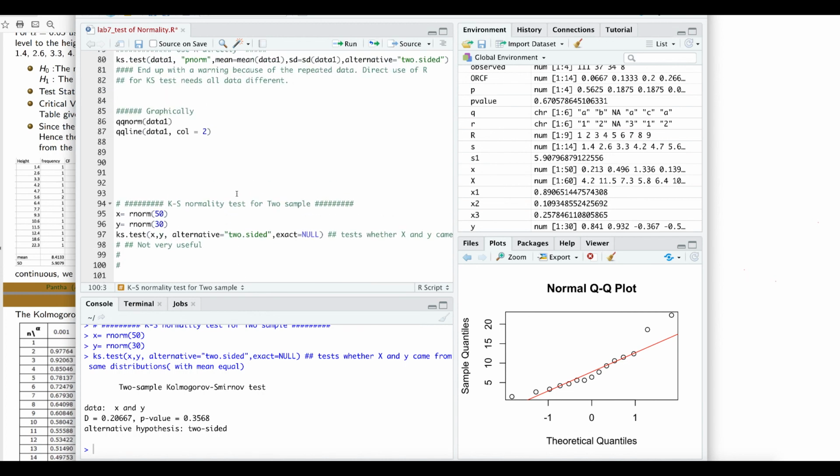The next thing I want to do in the next video is show you how to test the normality of the data using the Shapiro-Wilk test, which is a very powerful test and can be used even if some of the data values are repeated. It doesn't have any problem with repeated data sets. That is the next thing I'm going to do in the next video.